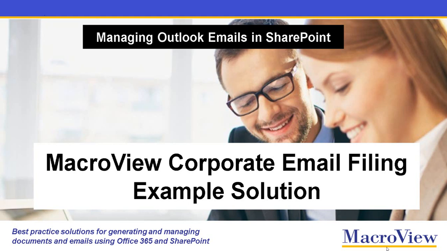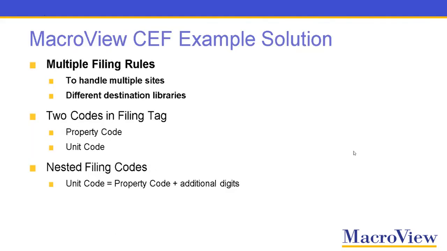MacroView corporate email filing is a great way to automate the filing of your Outlook emails to SharePoint. In this short video, we'll take a look at an example solution built using MacroView corporate email filing. That solution will use multiple corporate email filing rules in order to cope with the design where the destination filing areas are spread across multiple SharePoint sites.